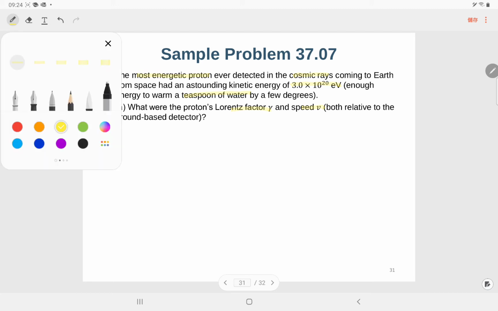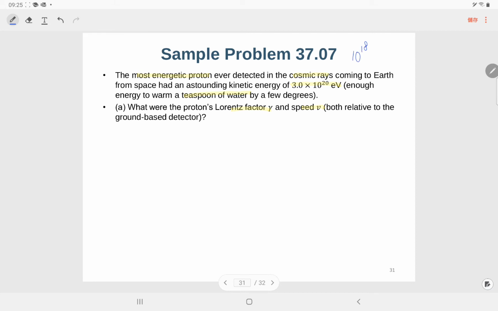So usually, 10 to the 6th power is mega, 10 to the 9th power is giga, 10 to the 12th power is tera. If it is 10 to the 18th power, you seldom see this one. But okay, here it is 10 to the 20th power.